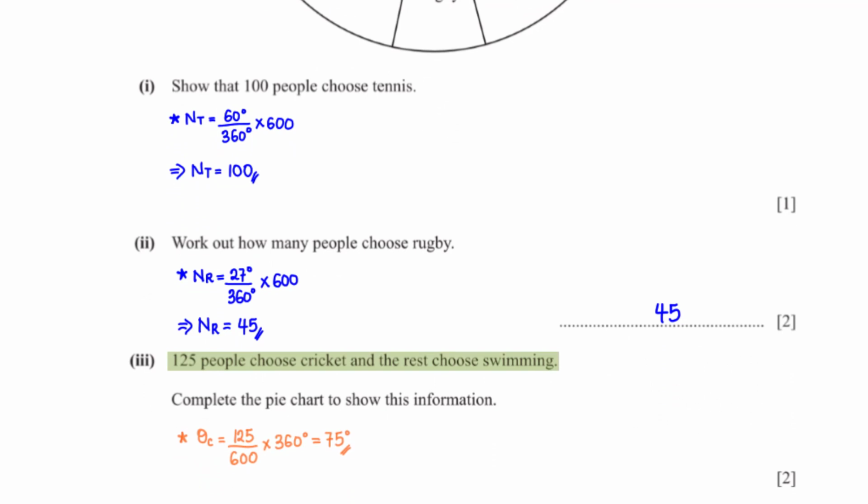125 people choose cricket and the rest choose swimming. Complete the pie chart to show this information. To get the sector angle for cricket, we divide 125 by 600 and multiply by 360 degrees. This gives us 75 degrees.